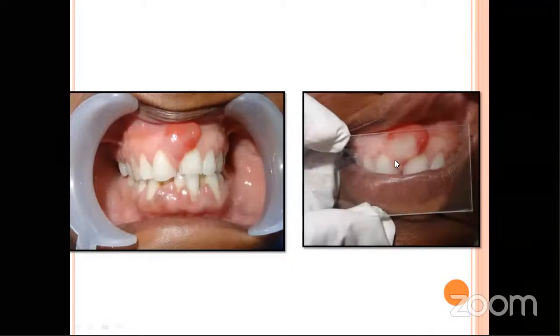So this is the diascopy test. Okay, there is a red colored growth. When you compress a slide against it, there is blanching. Blanching means it appears white in color. So that is why we say it is positive for diascopy, or positive for the slide test. Okay.